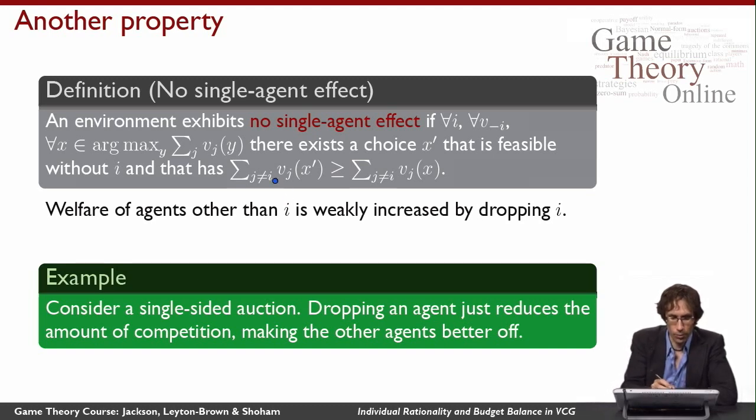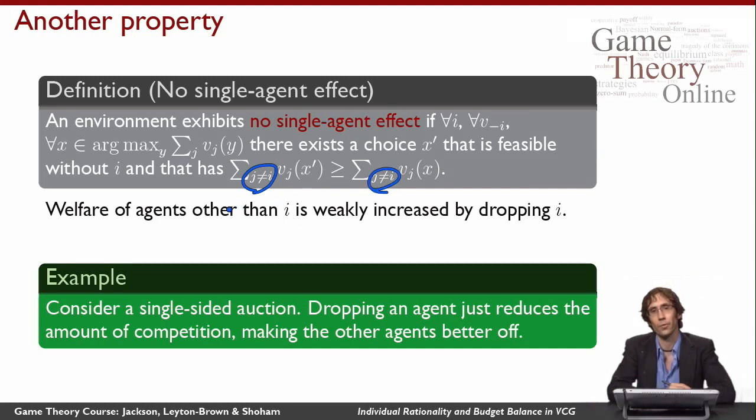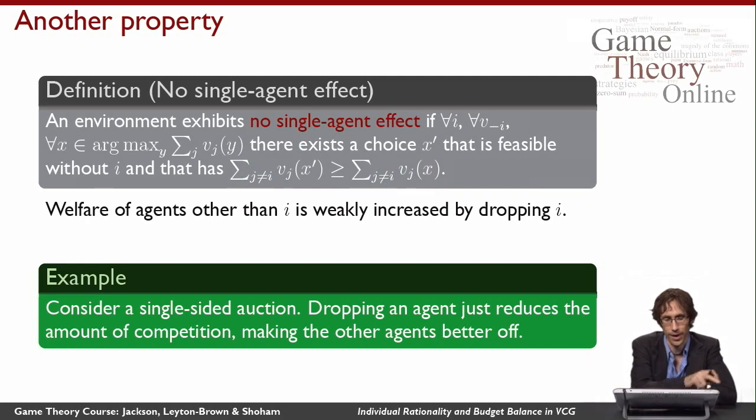which is why I was picking a different agent in the first place. But when I consider only agents other than i, they're all going to be happier when i has been dropped than when i was present, because one of them gets to win after i is dropped, and in the case where i was present, one of them wasn't winning. So you can see it's actually a pretty natural property, the no single agent effect.